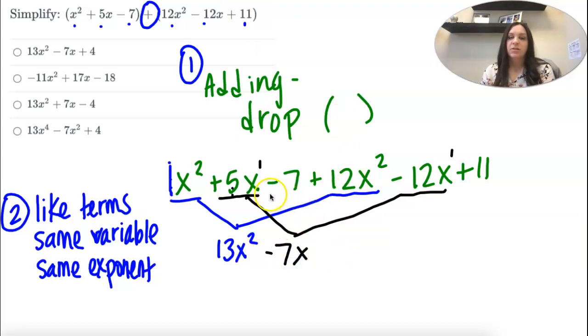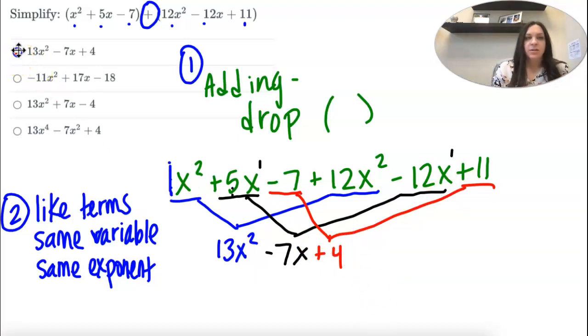And then our last ones are the ones without x. Negative 7 plus 11 is positive 4. And that's our answer. We can't combine these because they all have different exponents on the variables, or no variable at all.